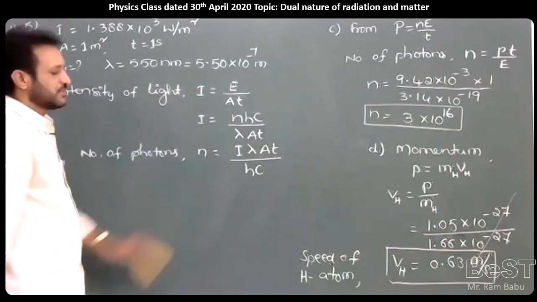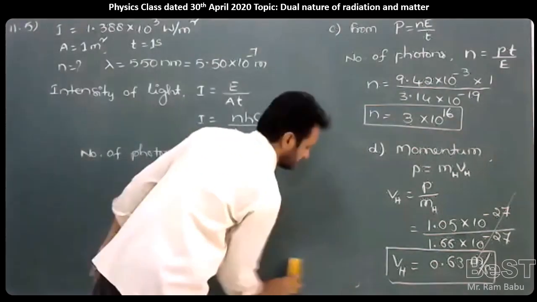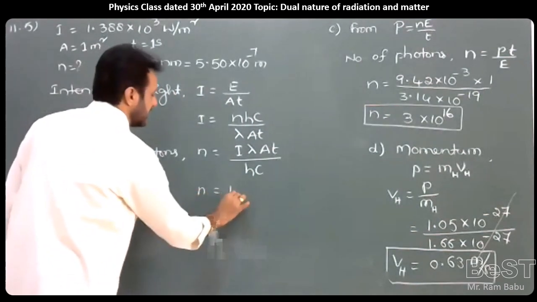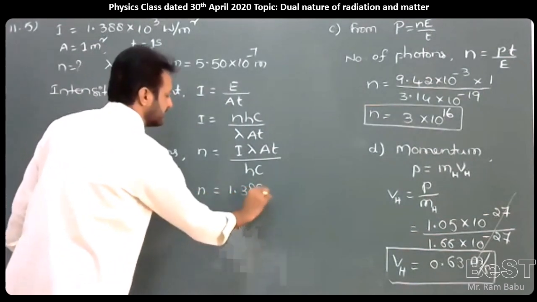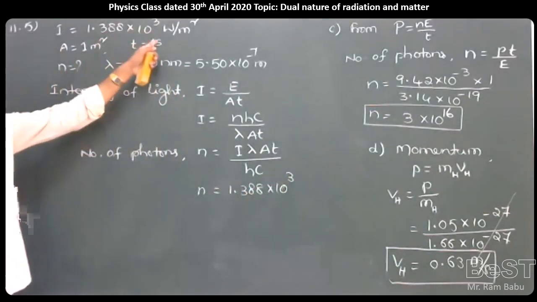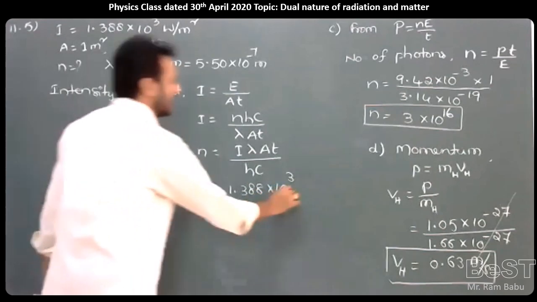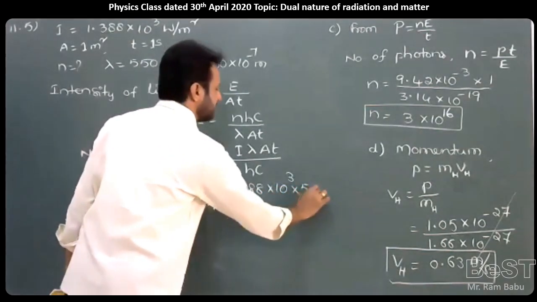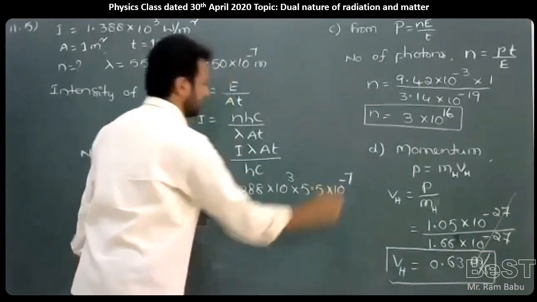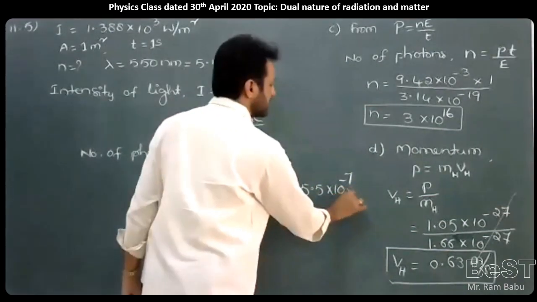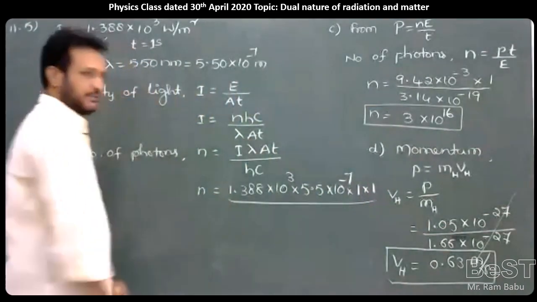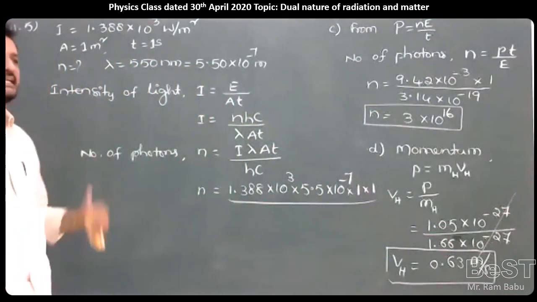Now we have to substitute all the values in this formula. So check the data already given. Intensity of the light I is 1.388 into 10 to the power of 3. Lambda is given as 5.5 into 10 to the power of minus 7, into area of cross section 1, time equal to 1, because they are given per square meter per second.